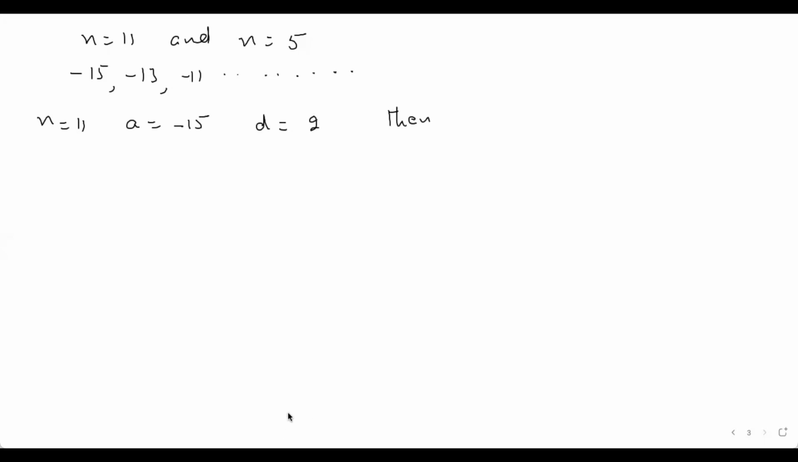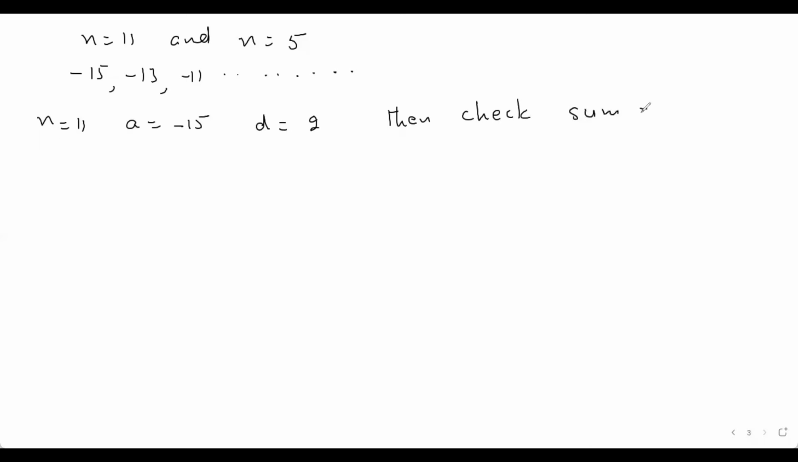So I have two values. Now here n is equal to 11 and n is equal to 5. Both the answers are right. And the question asked, explain the reason for the double answer. How is this double answer right? This is what I am going to explain. Our AP is minus 15, minus 13, minus 11 onward. If n is 11, a is minus 15, and d is equal to 2, then check whether the sum is equal to minus 55.